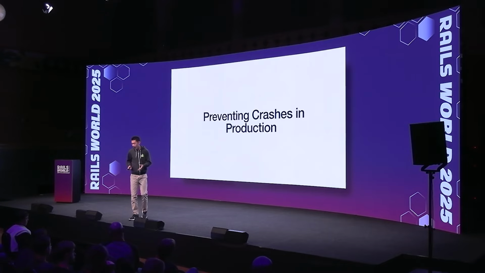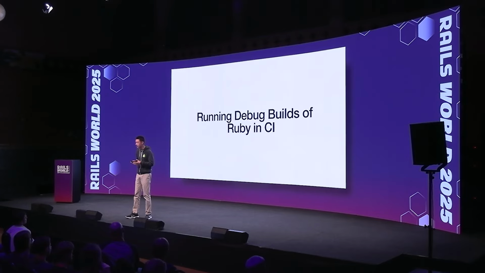Now let's look at some ways to catch and prevent bugs before they reach your production systems. Ruby has powerful ways to check its internal state and run in more extreme ways for bugs to reproduce sooner. So now let's take a look at a few of these.